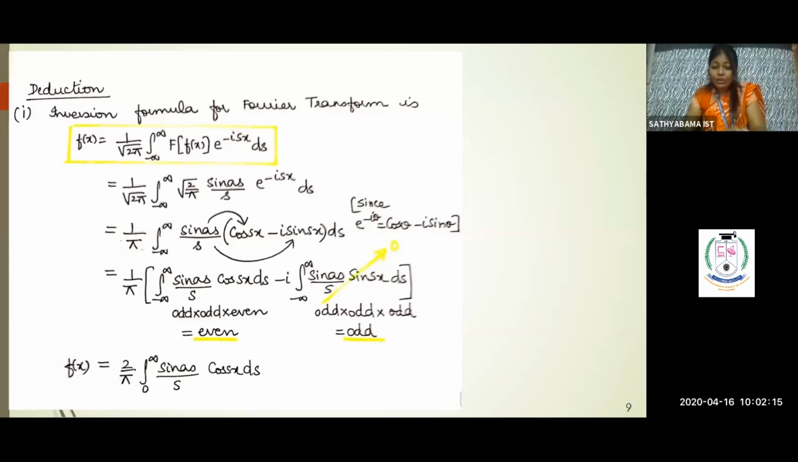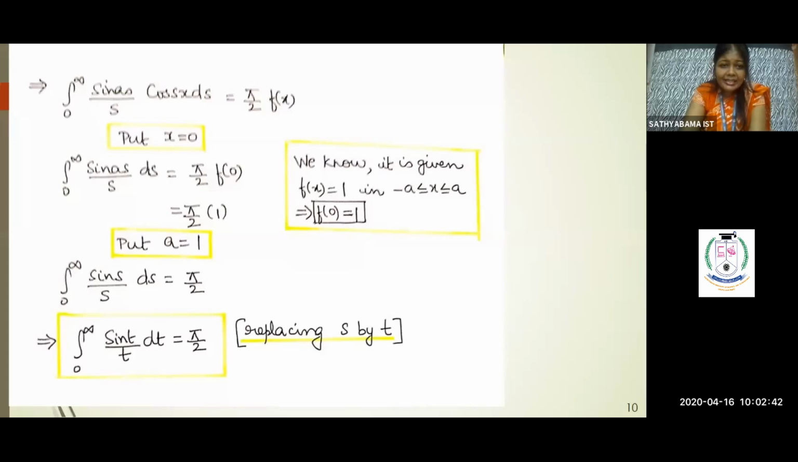So what should I do? s is the variable. I can give a value for x because x is only a constant here. So how do I make that cos sx vanish? How do I make it disappear? By putting x equal to 0. Do you understand why I'm doing that? I'm going to put x as 0 because I know cos 0 is 1 and that will vanish. I don't want it because I'm asked to find integral sine t by t. So that's my next step. I'm going to put x as 0.